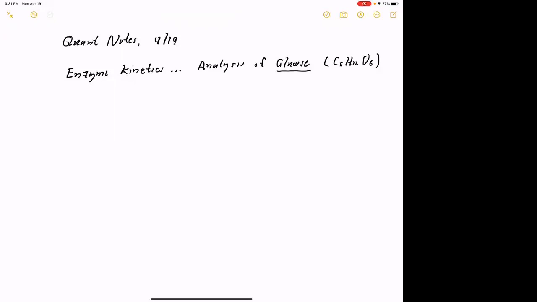The second thing is we're also going to use an enzymatic analysis to do a rate study. So we want to go back to a kinetic study. What we're going to do is determine the order of a reaction with respect to glucose, and we're going to do that using the method of integrated rate laws. So those are the two goals for tomorrow.